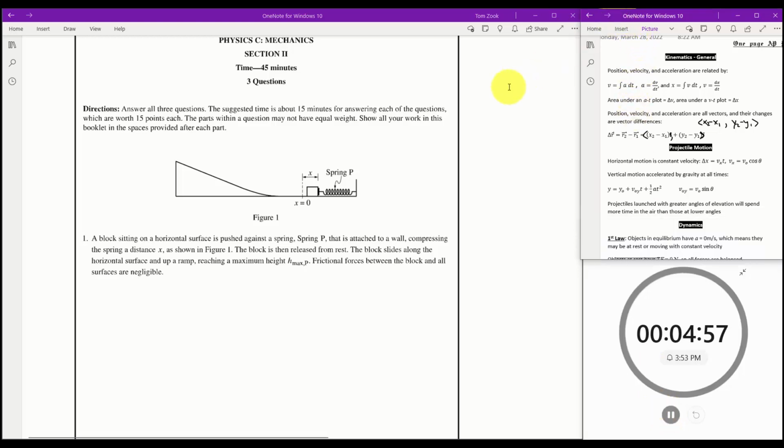So the first problem says, got a picture. I'm looking at it, there's a spring, there's a block, there's a hill. My first thought is conservation of energy. That's the first thing that pops into my head.